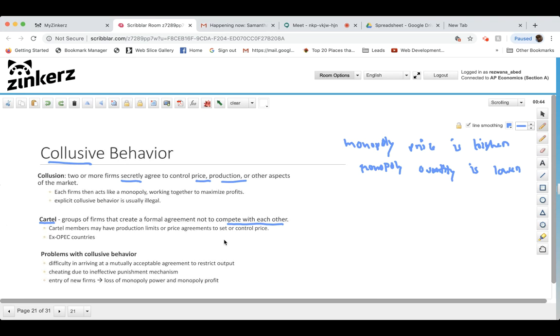The most well-known example of this is OPEC countries. Does anybody know what OPEC is? Okay, OPEC stands for the Organization of Petroleum Exporting Countries.